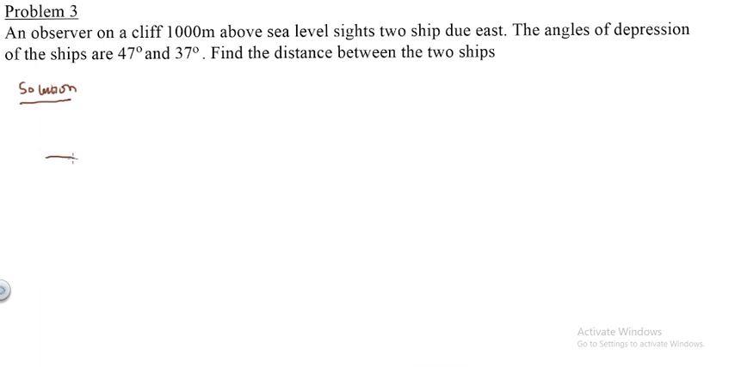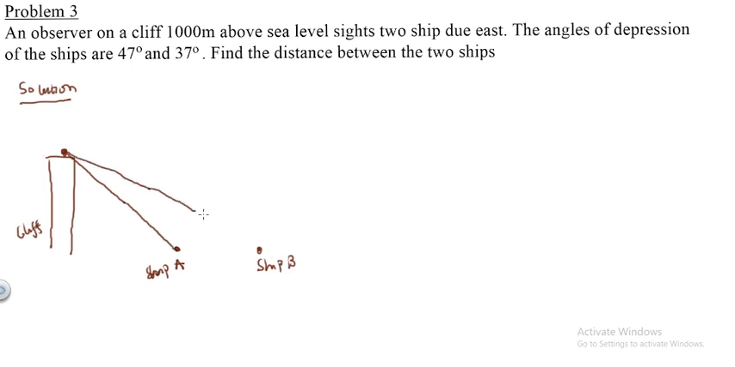Let's assume that the cliff we are dealing with is this cliff. This is the cliff and an observer stays here. The observer is able to observe 2 ships. Let's say this is ship A, and another ship B. The first ship the observer observes, and the second ship the observer can observe this way. Since both of them are on sea level, they have a connecting line. This means that ship A is observed at an angle of 47 degrees, and then ship B is observed at an angle of 37 degrees.